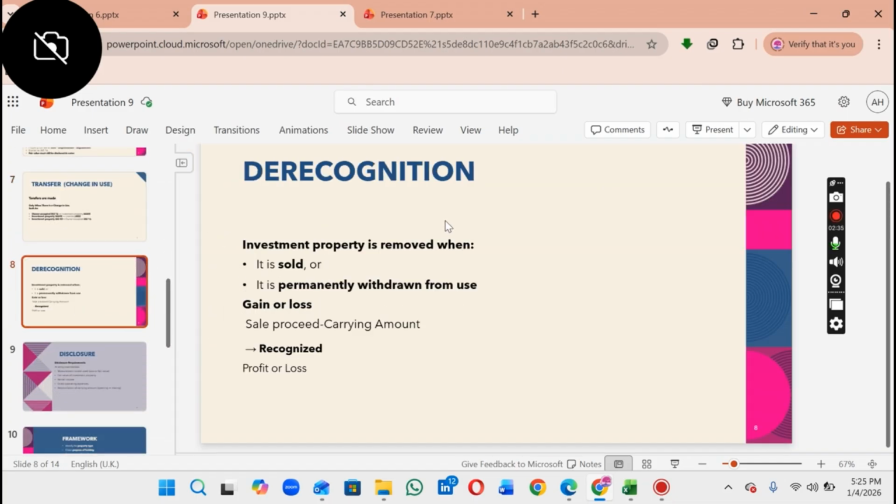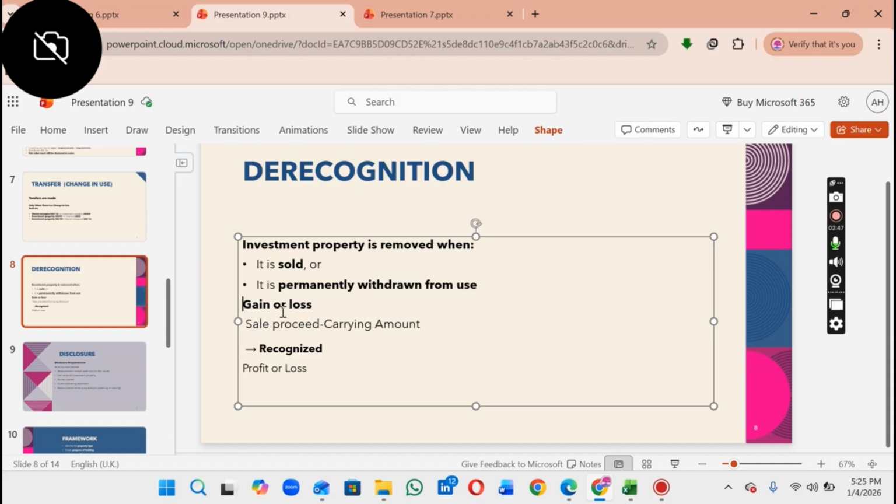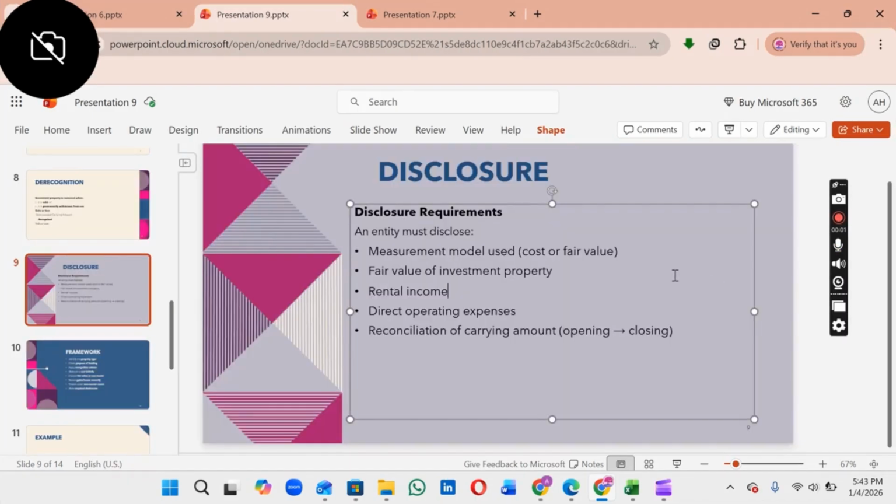Now, how is it derecognized? Investment property is removed or derecognized when it is sold or it is permanently withdrawn from use. How will the gain and loss be calculated? By deducting the carrying value from the sales proceeds. The disclosure requirements include the measurement model used, fair value of investment property, rental income, direct operating expenses, and reconciliation of carrying amount, opening and closing.